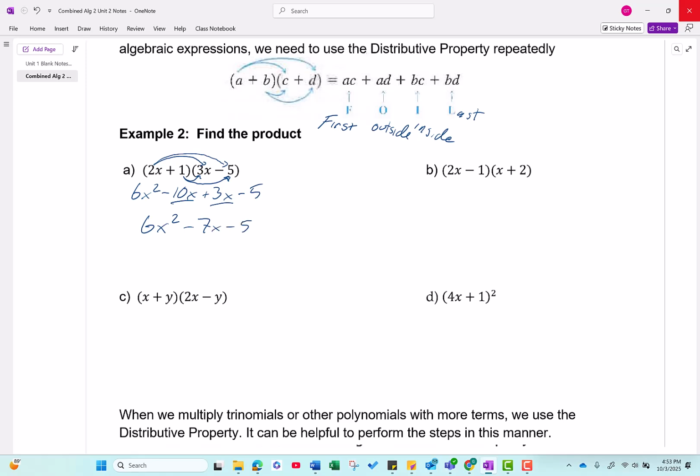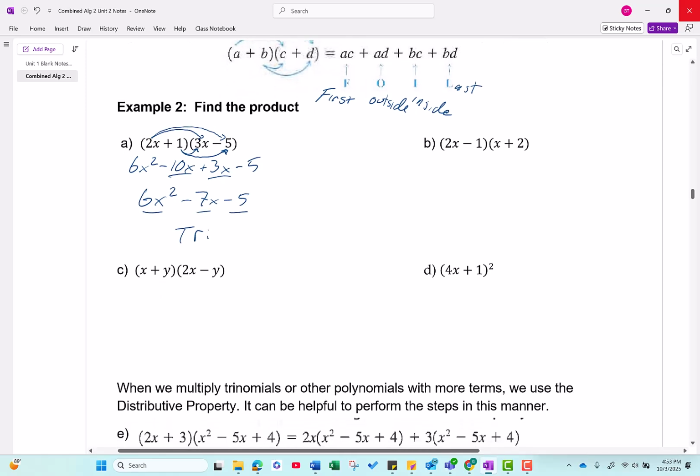Try to remember what type this is. There's 3 terms. 1, 2, 3. This is a trinomial, just reminding us of previous content. All right, so try B on your own. Pause the video and see if you got it right.